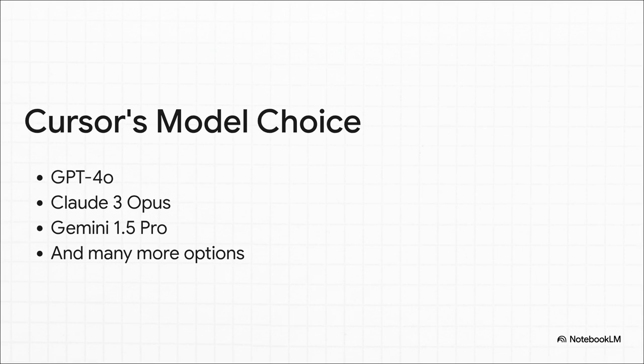Well, a huge part of the answer is this, model choice. Cursor lets you, the developer, pick from a whole menu of the best AI models out there. GPT-4o, Claude 3 Opus, Gemini 1.5 Pro, you name it. Lovable doesn't give you that choice. You're just locked into whatever their default model is, which might not always be the best tool for the job.